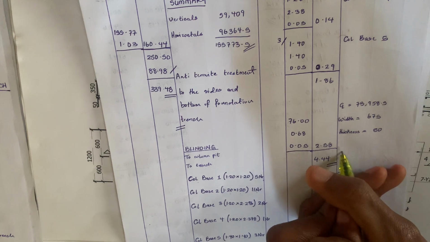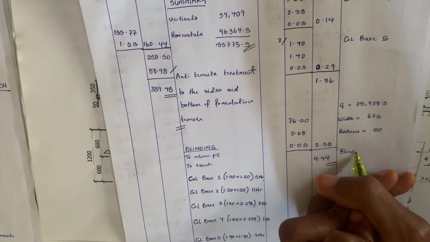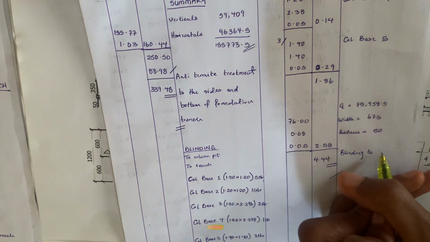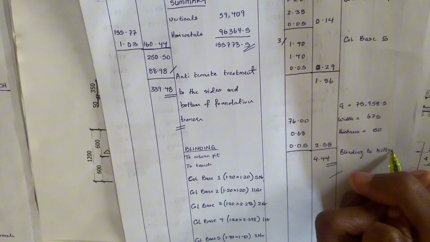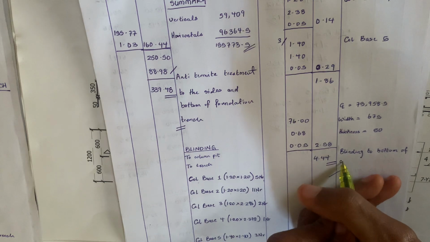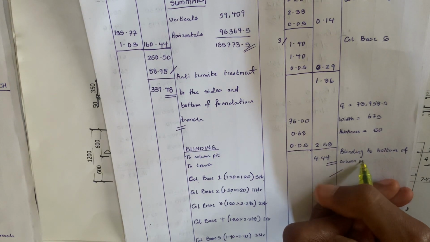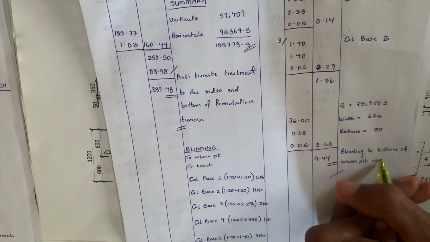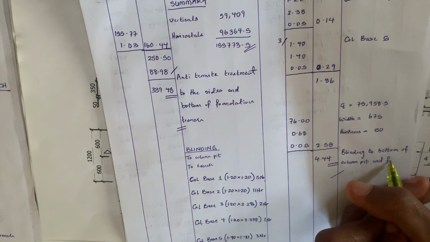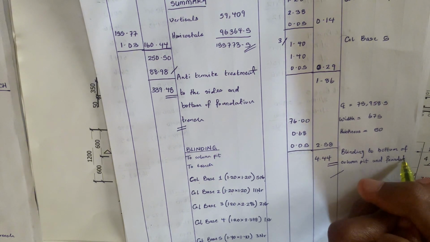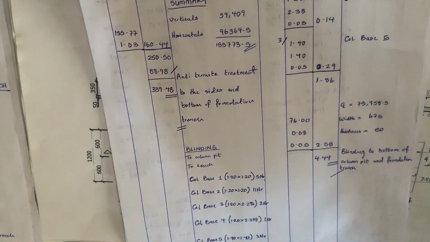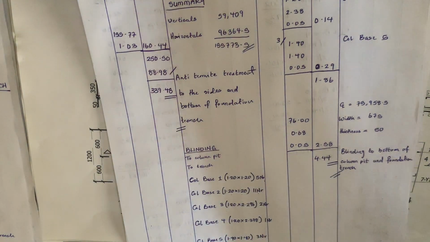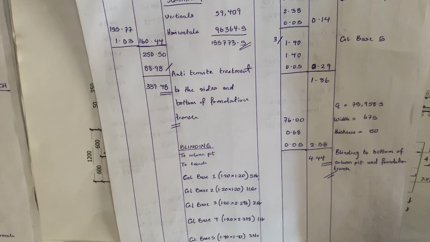So you can now describe it: blinding to bottom of column pit and foundation trench. Or you can just say blinding to the bottom of excavation. So doing this, we've booked for our blinding.